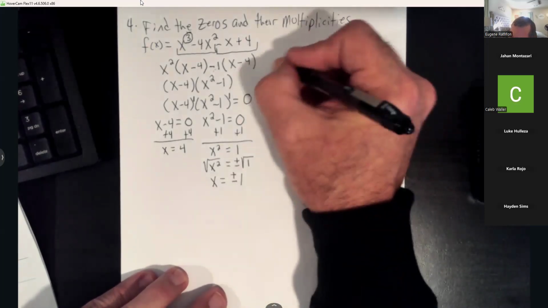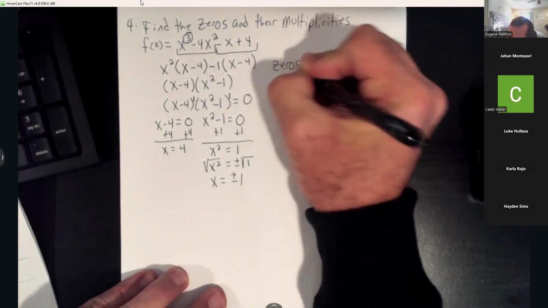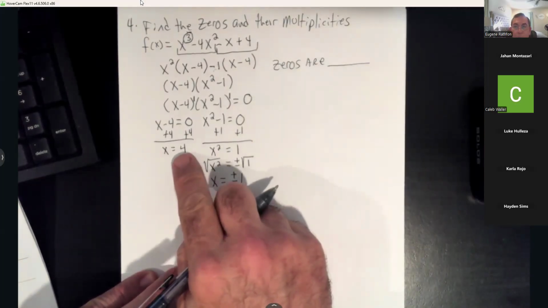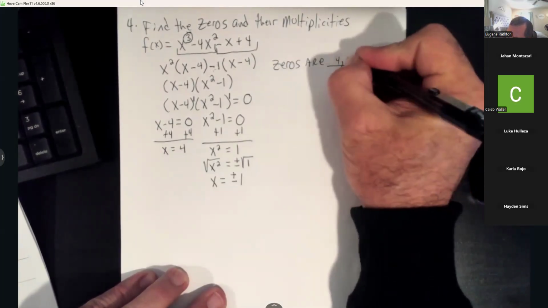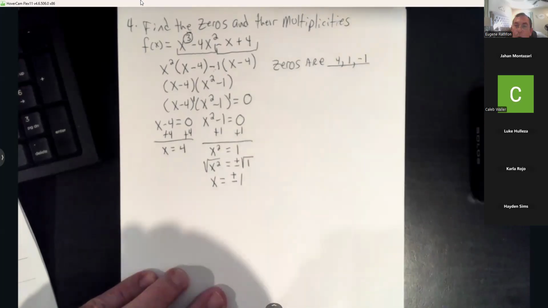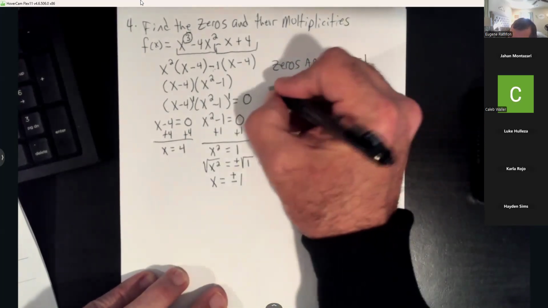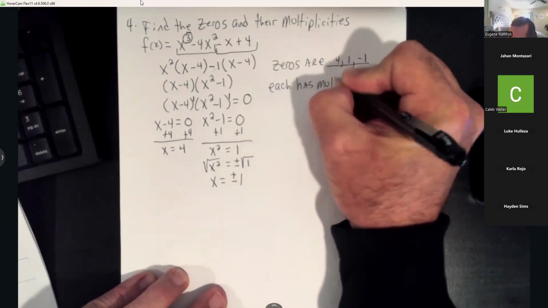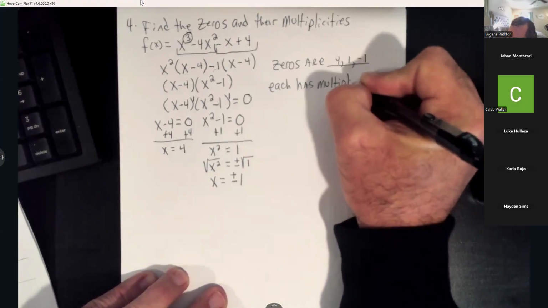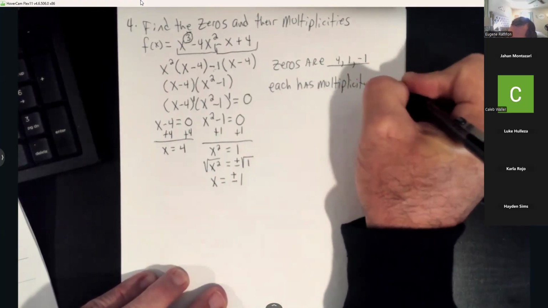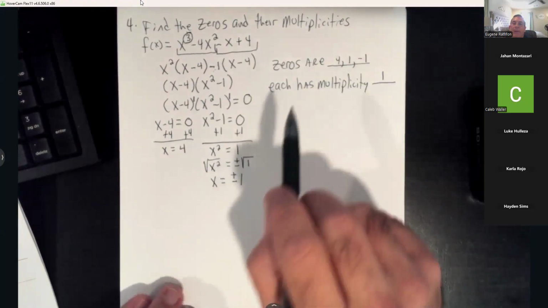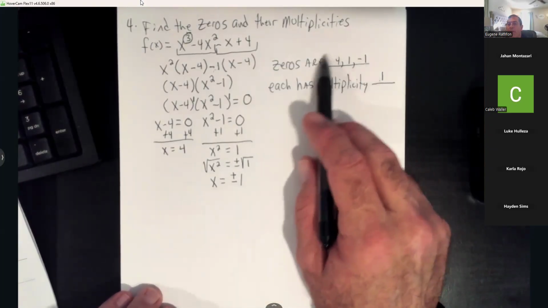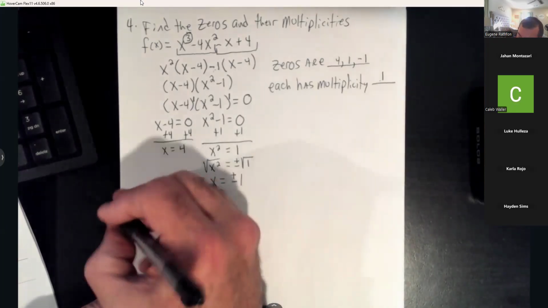So for this one, we'll put in the zeros are blank. Well, y'all, my zeros are 4, 1, and negative 1. And then each 0 has a multiplicity of 1. So y'all will all have a 1 here for the multiplicity. What y'all got to figure out is y'all's 3 zeros, okay?